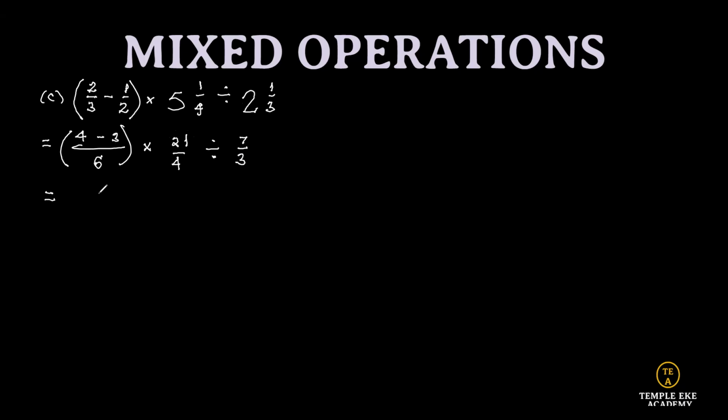4 minus 3, that is 1 over 6, and there's no need for the bracket anymore, times 21 over 4. And now we have to change divide into times with the inversion of the fraction on the immediate right. So 3 takes the position upstairs over 7 downstairs. Now we can simplify. Are there factors that can divide in the numerator and denominator? Let's find out. Notice 7 can divide into 21 to give us 3. That 3 resulting can divide into 6 to give us 2.